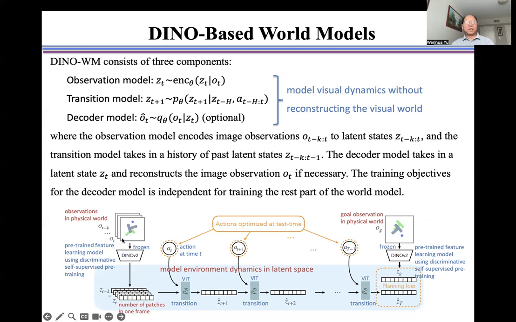As shown here, we use a pre-trained DINOv2 model to map the observations in the physical world and the goal observation in the physical world into the latent space, and then the transition model, namely the vision transformer, uses the action produced from the model predictive control model and the past states as an input to predict the future states.